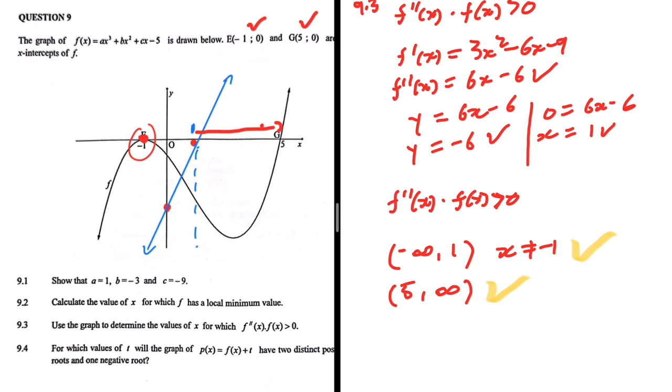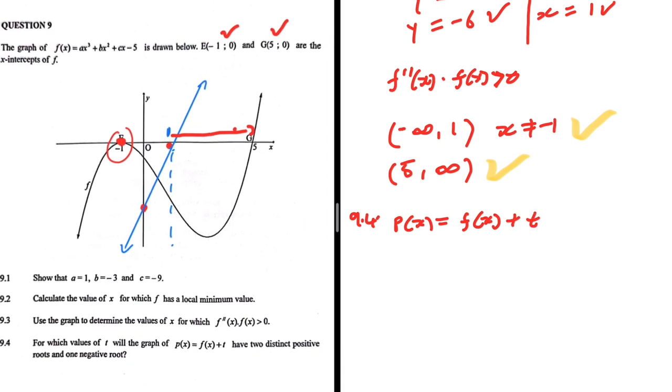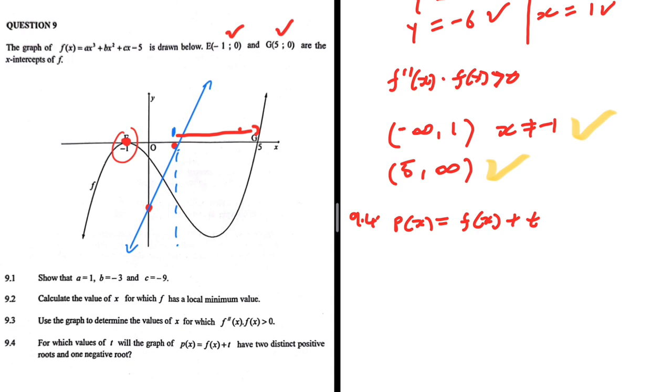Let's go ahead and do 9.4. So in 9.4, let's take a look. For which values of t will the graph of p of x equals f of x plus t have two distinct positive roots and one negative root? We solved a problem like this a couple of years ago. I think 2 or 3 years back. Can't remember, I've been doing this for some time now.